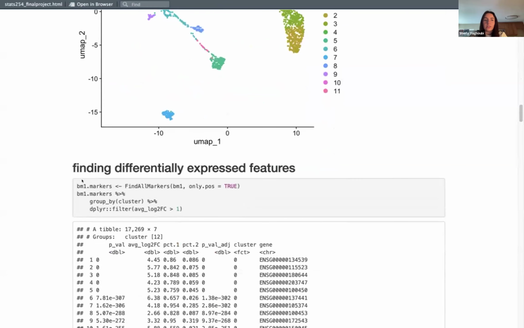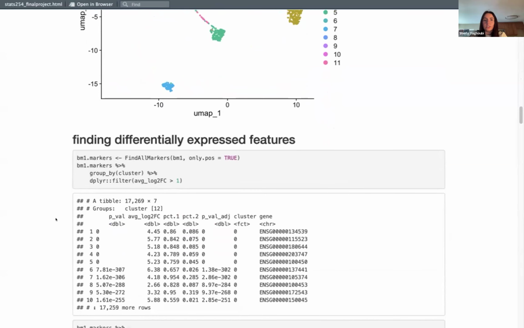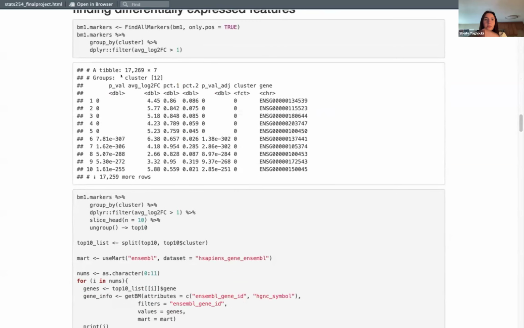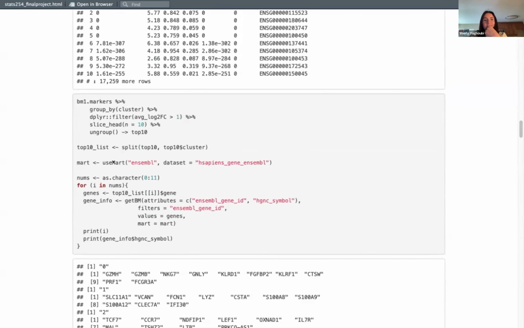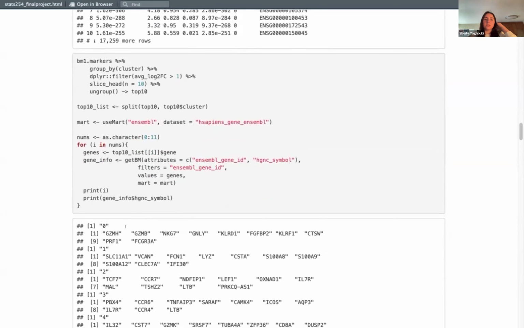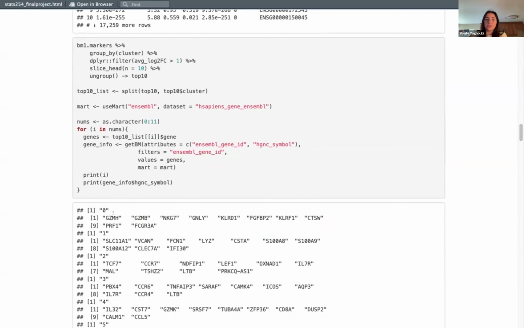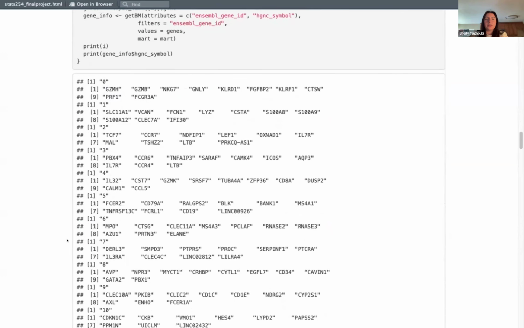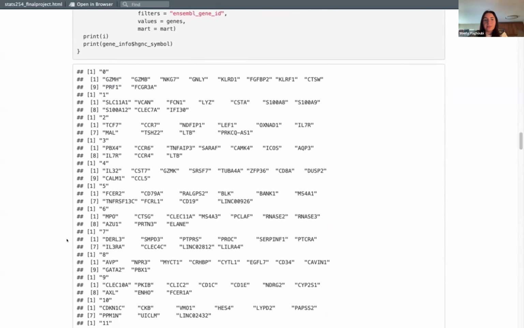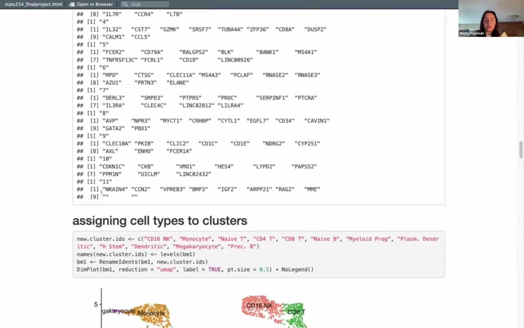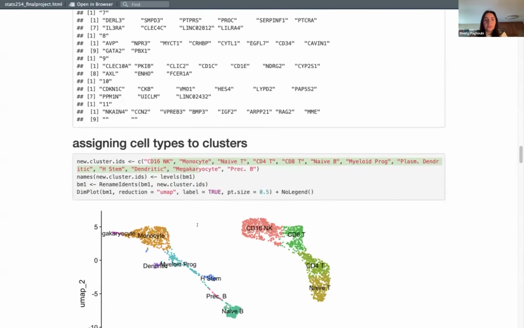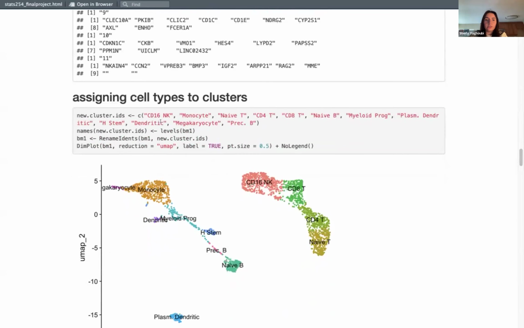And then, once again following the pipeline, I found the differentially expressed features. And I think I ended up with 12 clusters. Then I used the BioMart package to convert the top 10 for each cluster into these. And then I went through and researched on my own to try to figure out what each cluster was. I did that using, I forgot the name of it, some database online. But I went through, searched on my own, and then assigned the cell types to each cluster.